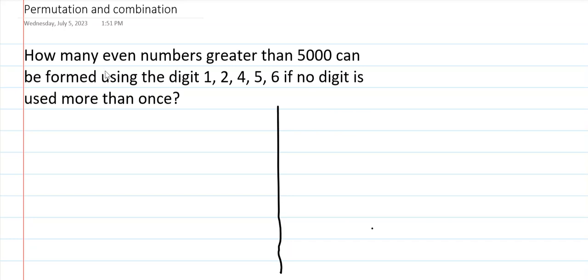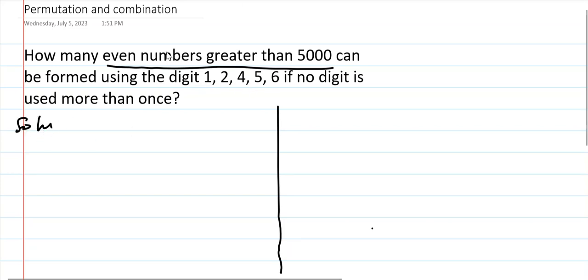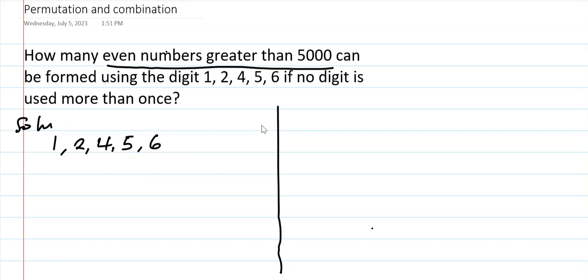How many even numbers greater than 5,000 can be formed using the digits 1, 2, 4, 3, 5? So, solution. Now, we want to form even numbers using the digits 1, 2, 4, 5, 6, right?